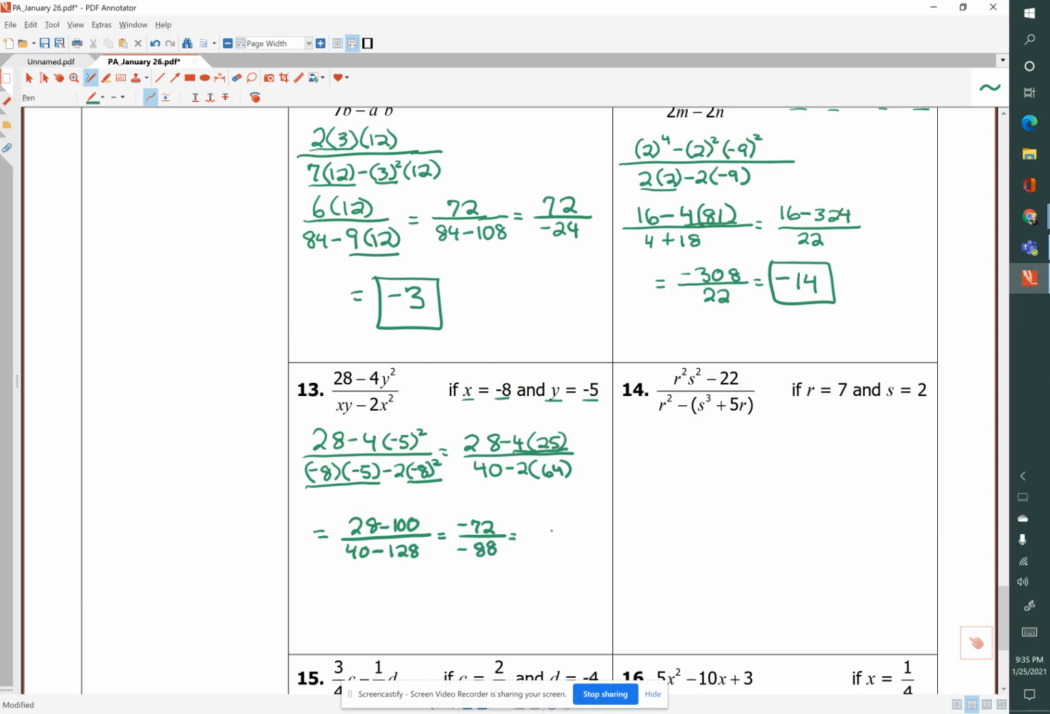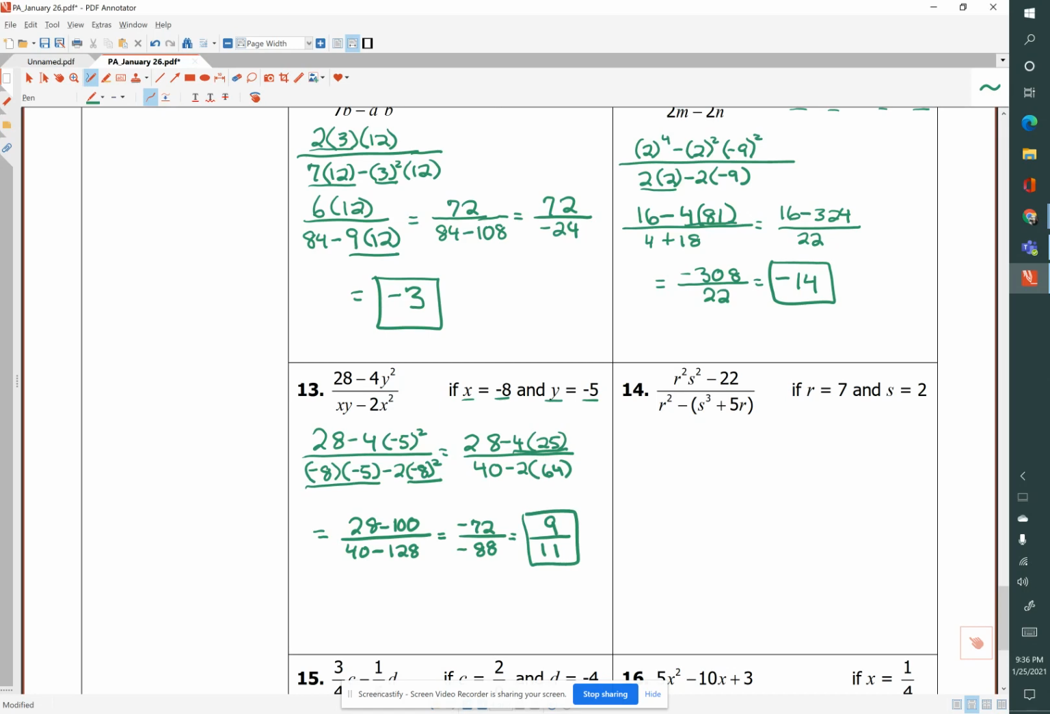And both of these numbers are divisible by 8. 72 divided by 8 is 9. 88 divided by 8 is 11. And it's positive because a negative divided by a negative is a positive.